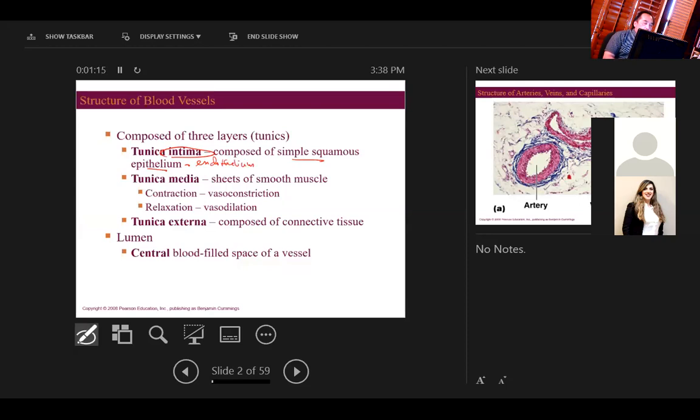The second layer is called your tunica media, and that's the one that has a lot of smooth muscle. The sheaths of smooth muscle allow the blood vessel to contract or relax. When you contract the blood vessel, you're vasoconstricting the lumen, and when you relax it, you're vasodilating the lumen. The last layer is the tunica externa, which is composed of connective tissue. Within that lumen, the cavity, is your blood within that vessel.